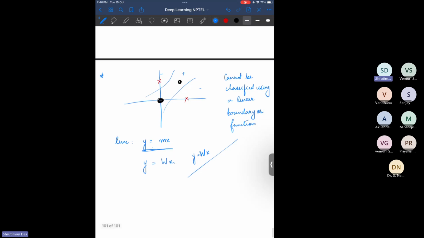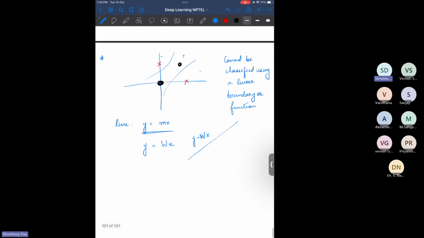Right? So that is why we went to neural networks. What was the advantage of neural networks? The advantage of neural networks was that we had this concept called non-linearity.